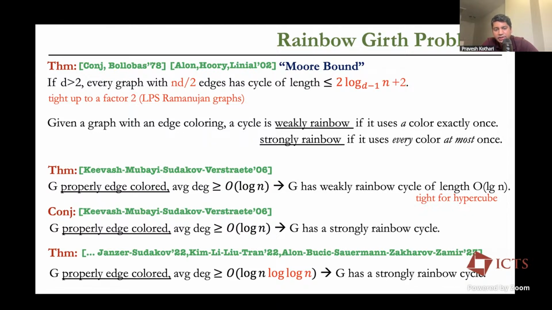But let me just mention the result from about last year, or maybe a year and a half ago, that made some monumental progress on this problem. Essentially, they resolved the problem up to some additional log n term requirement in the density of the graph. This is the result due to Alon, Bucić, Sauermann, Zakharov, and Zamir, and they showed that any properly edge-colored graph with average degree at least log n times log n must have a strongly rainbow cycle. So that's basically a summary of this line of work on strong rainbow cycles.